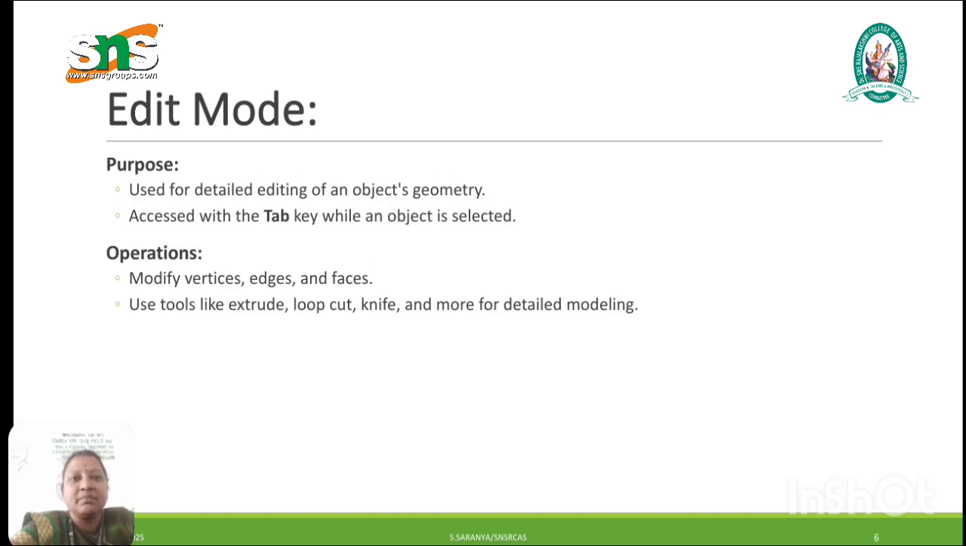The purpose of edit mode is just editing the object in a geometric way, that is, at a particular degree or angle. The next is operation, which is used for modifying vertices, edges and faces. Using this tool, we can extrude, loop cut, knife, and do more detailed modeling using the edit mode option.